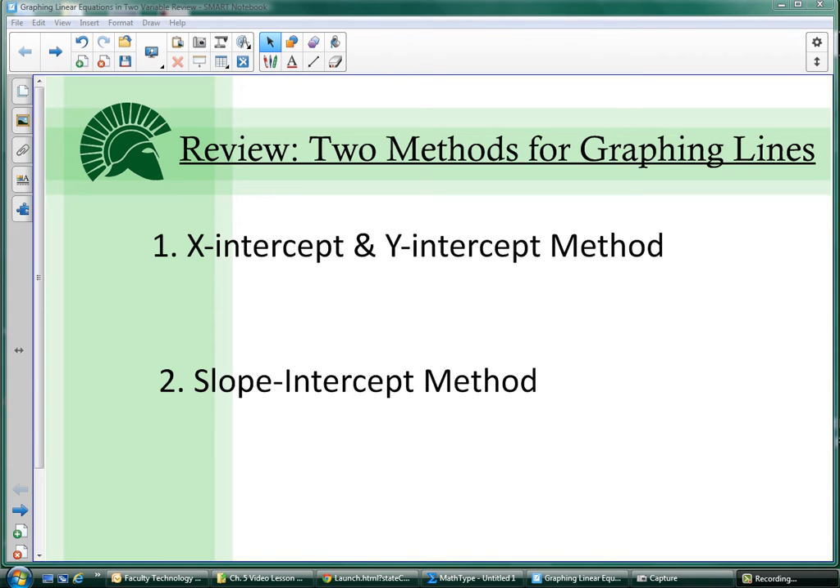This video reviews two methods for graphing lines. The first method we're going to look at is the X-Intercept Y-Intercept method of graphing. The second method is going to be the Slope-Intercept method.